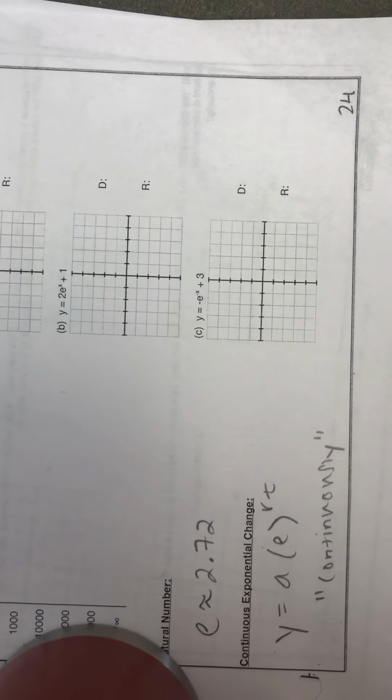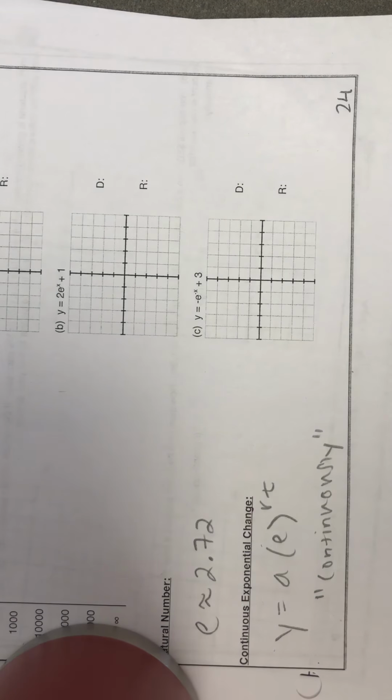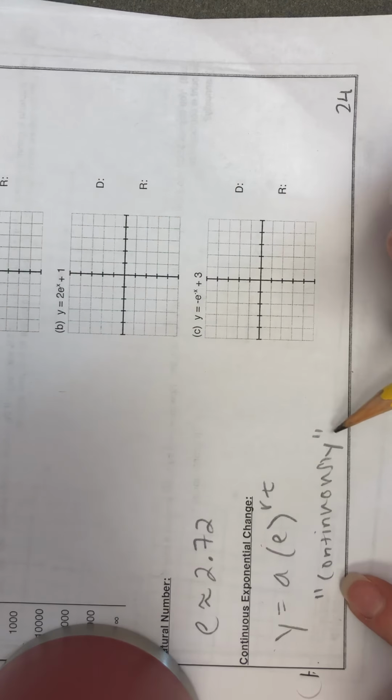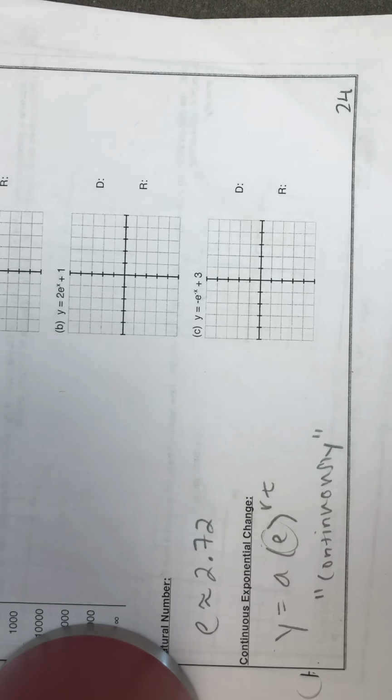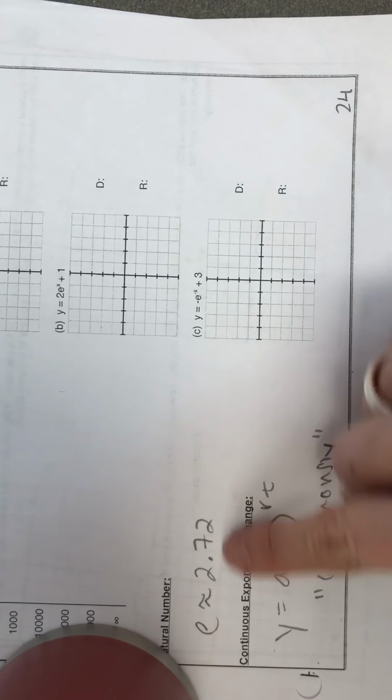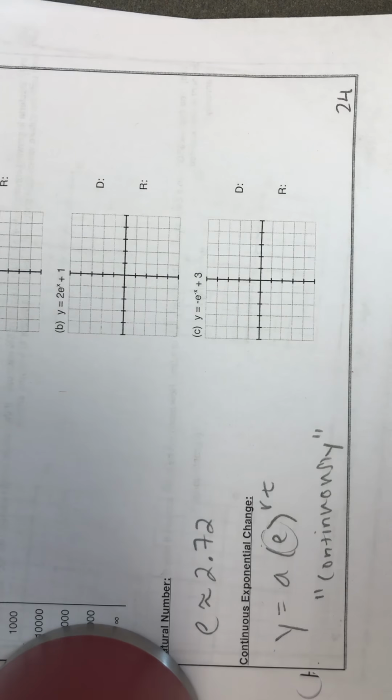So that would be looking at this formula here at the bottom of page 24. If you see anything about continuously, continuous growth, continuous decay, continuously increasing, continuously decreasing, that is the tip-off that you need to use a formula that involves the natural base E. And E is this number, it's approximately 2.72.